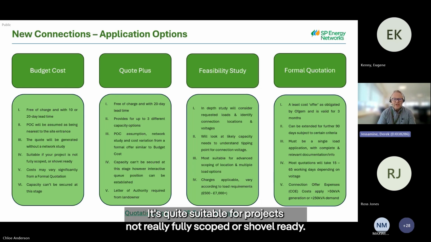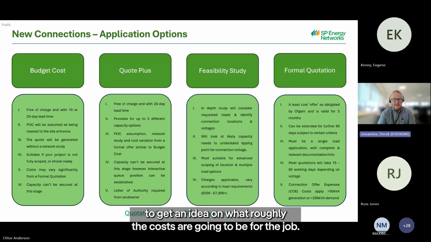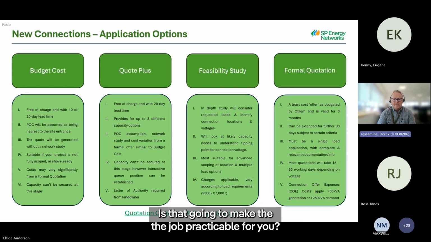It's quite suitable if your project's not really fully scoped or shovel ready. You're not starting in the immediate term. You're just looking to get an idea on what roughly the cost is going to be for the job. Is that going to make the job practicable for you?